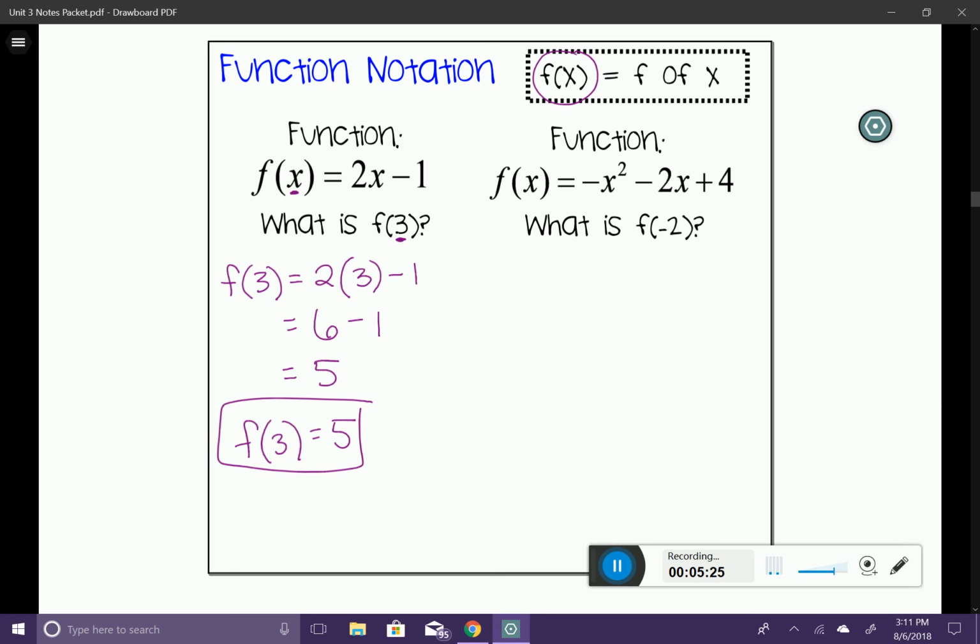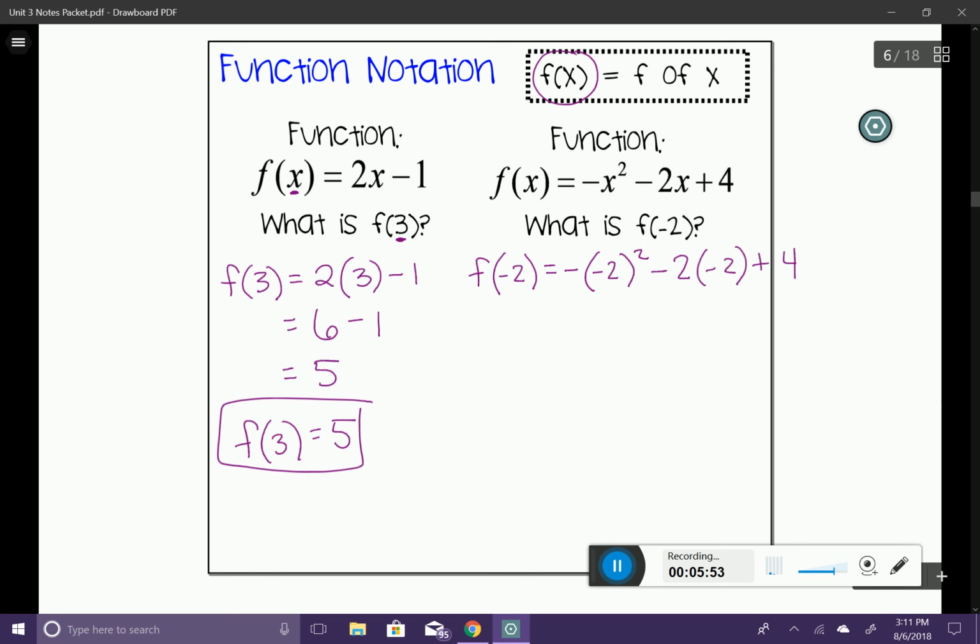Let's try it with a more complex problem. This says, what is f of negative 2? All right, notice that I don't have a linear function anymore. I actually have something called a quadratic. So let's go ahead and try it. F of negative 2 equals, I'm going to go ahead and plug it in. Use the skills that we've learned with the parentheses. So I have negative, and then I have negative 2 squared minus 2 times negative 2 plus 4.